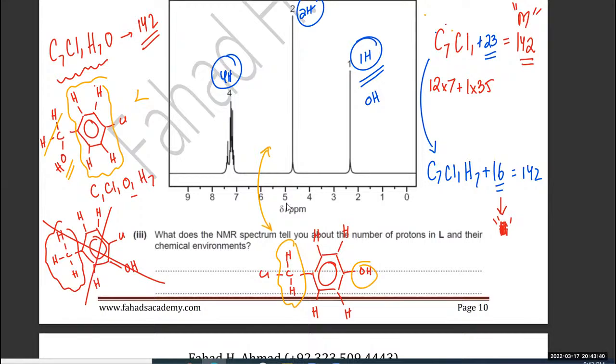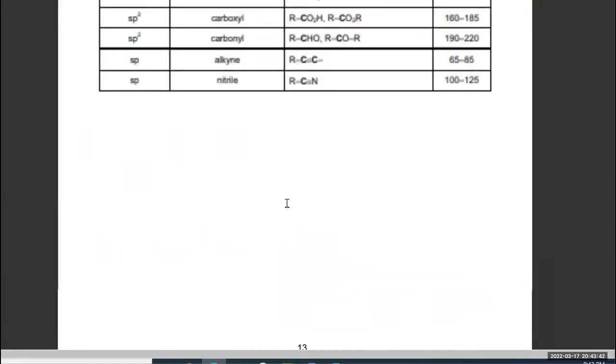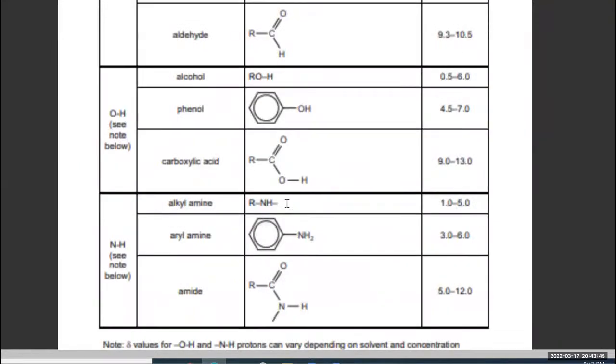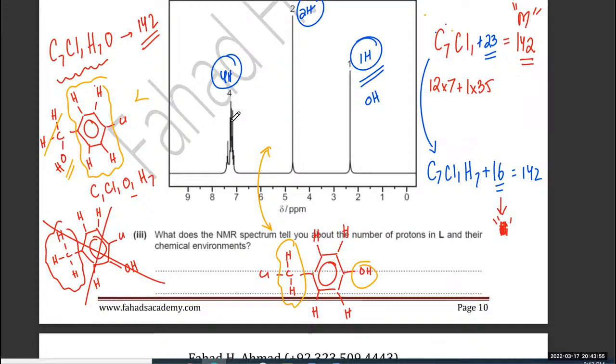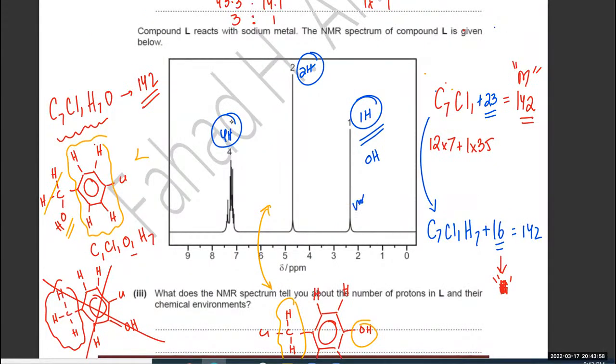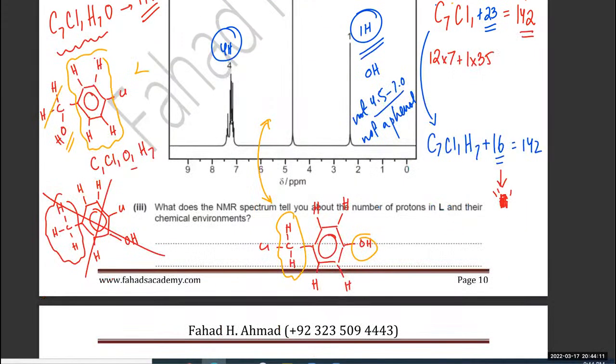So if I open the data booklet and look at the NMR spectrum. Okay. So I've got a phenol. The phenol is between 4.5 and 7, right? So if I go back and focus on the phenol part, the OH is not at 4.5 to 7, right? So definitely not a phenol. Alcohol. So that would eliminate this possibility as well, because it's not phenol. Is that clear?